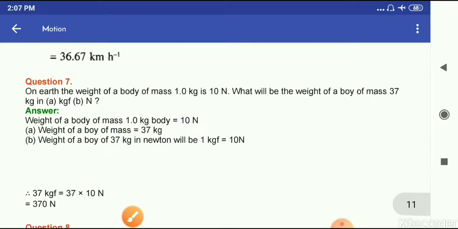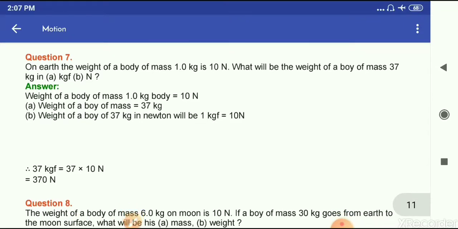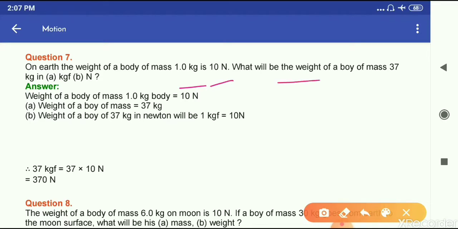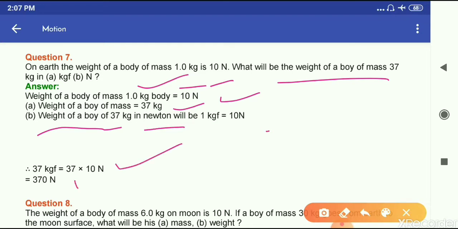Now question number 7. On Earth, the weight of a body of mass 1 kg is 10 Newton. What will be the weight of a boy of mass 37 kg in kgf and Newton? So weight of the body of mass 1 kg is 10 Newton. Weight of the boy is 37 kg, and the weight of the boy in Newton will be 37 multiplied by 10, that is 370 Newton.